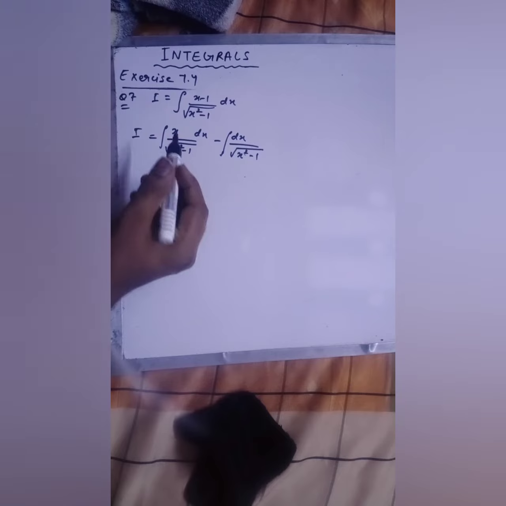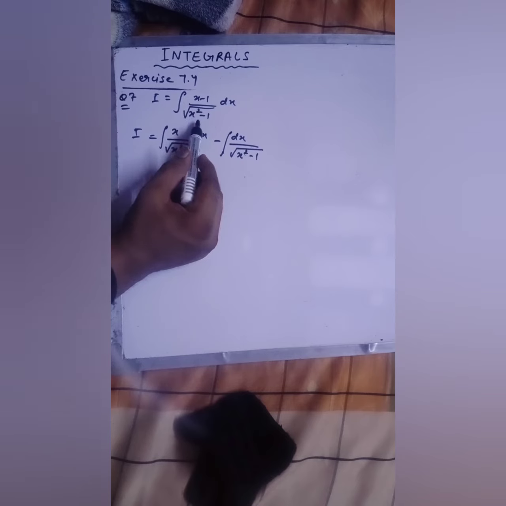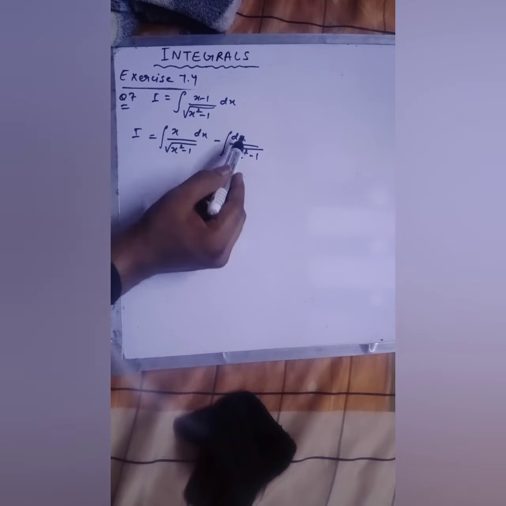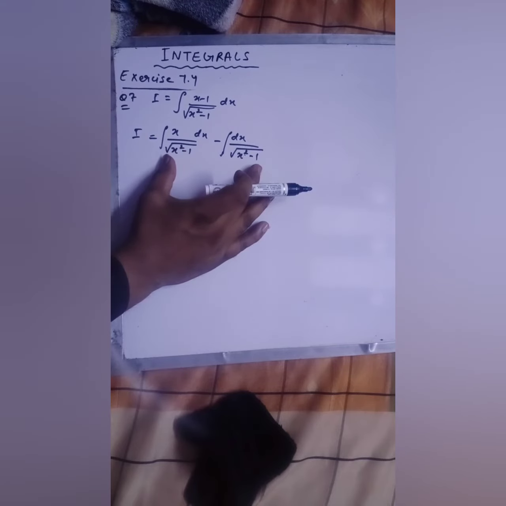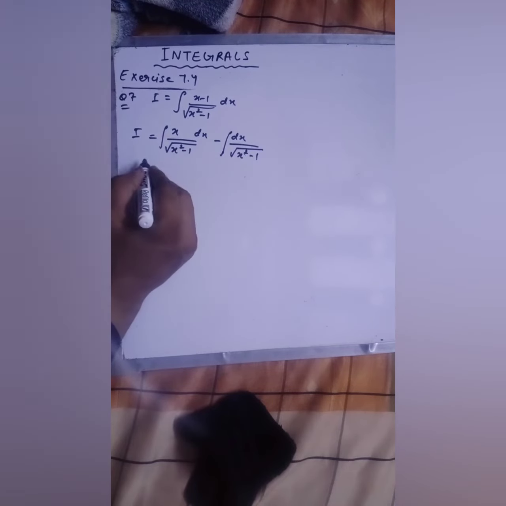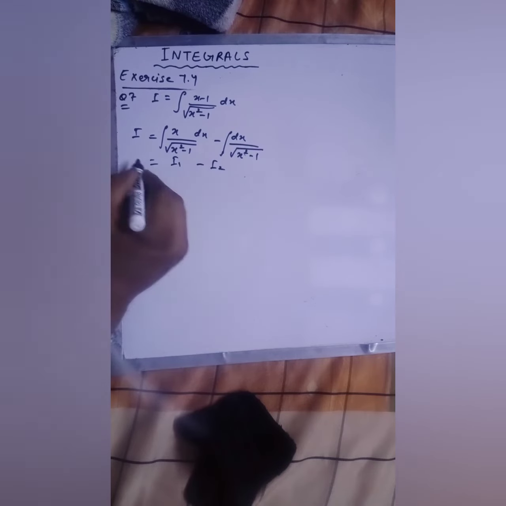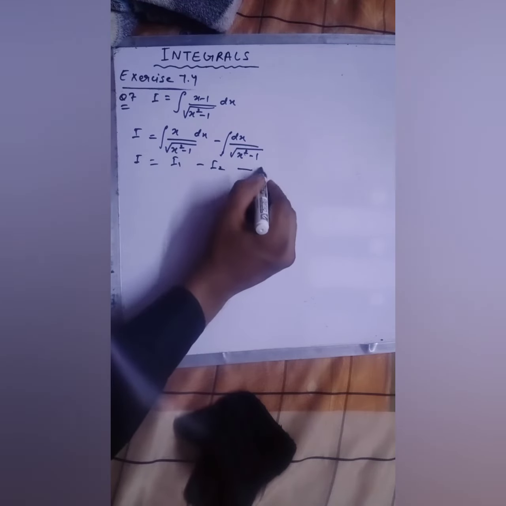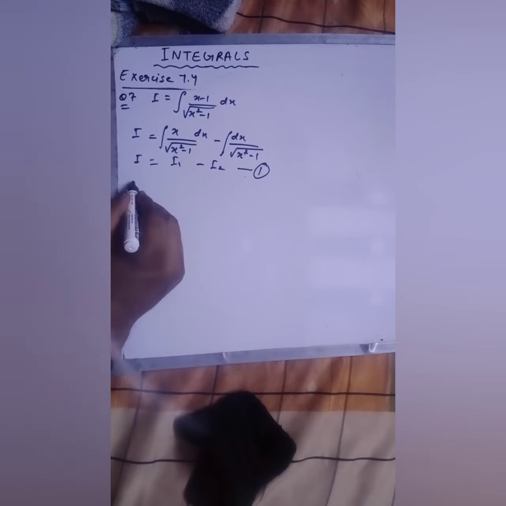Now here I'm solving question number 7. This is what you have to integrate. I'm separating these two, x over this minus 1 over this, so you will get this after separation. I'm assuming that this is your I1, this is your I2, and this is your I. This is equation number 1. First of all, I'm solving the I1 part.